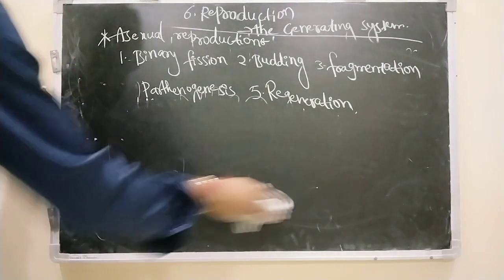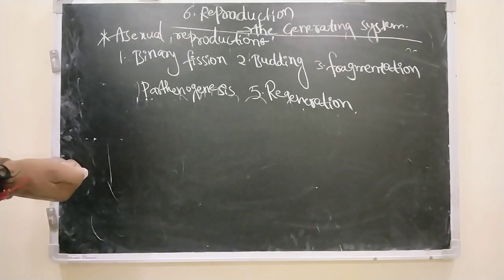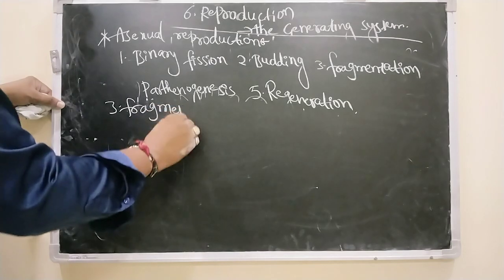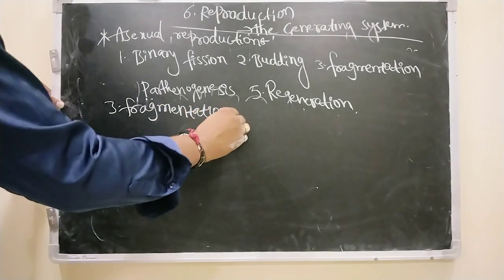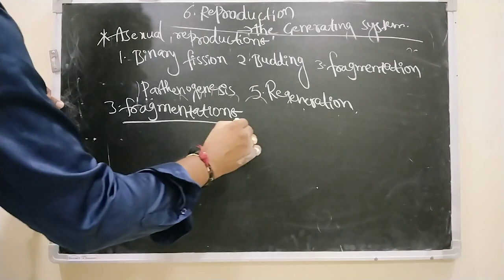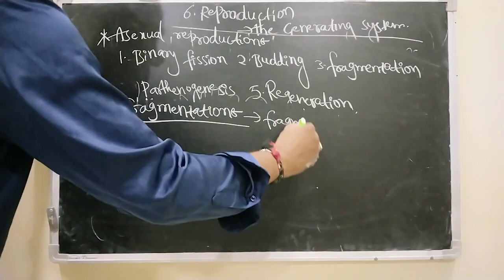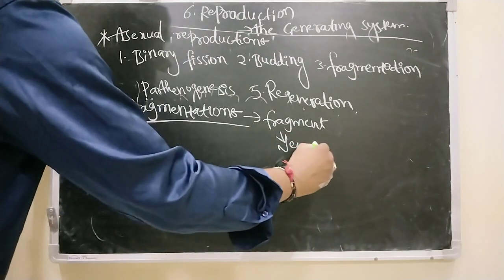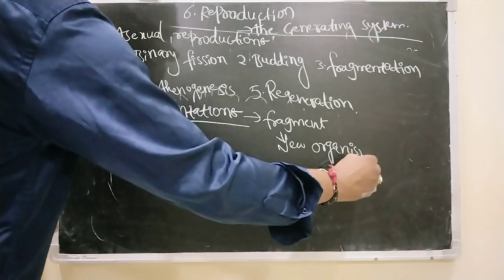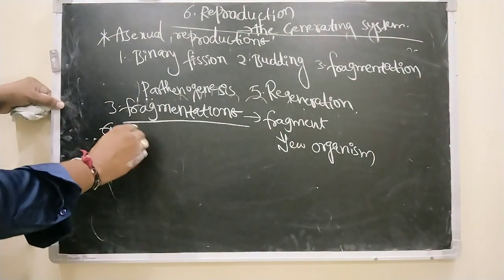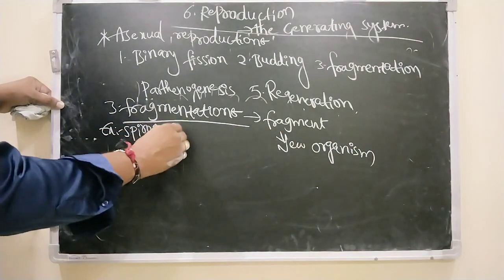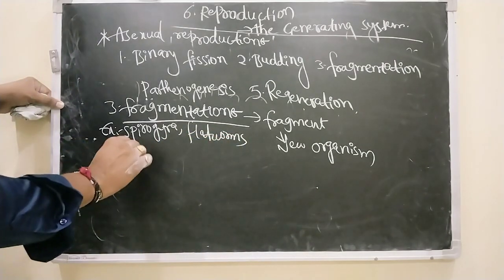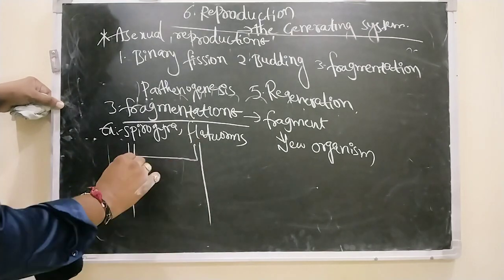Next, third one, fragmentation. What is fragmentation? If the organism is divided into several bits, each bit is called a fragment, and each fragment develops into a new organism. Examples are Spirogyra and flatworms. This is the Spirogyra, a type of algae.